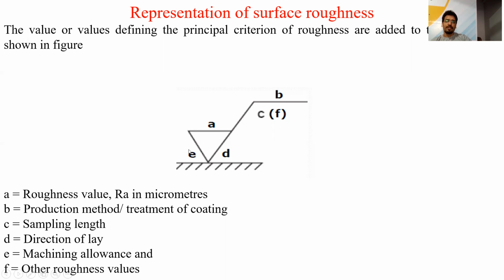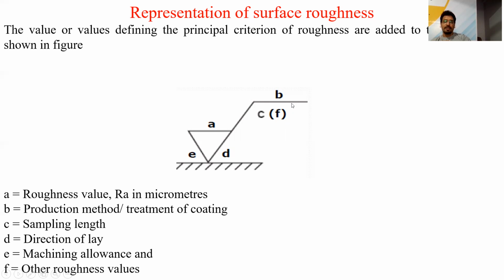Now at the left corner point of the triangle, it is E. It will be the machining allowance, that is the allowance which is provided for the machining operation. Next, to the right of the corner of the triangle, it will give you the letter D, and D is used to represent the direction of lay. What type of lay is it? If there is a cross symbol, then it is cross lay. If there is C, then it is circular. So this D will tell you the symbol of lay.